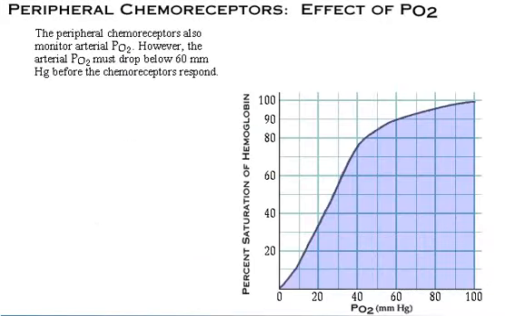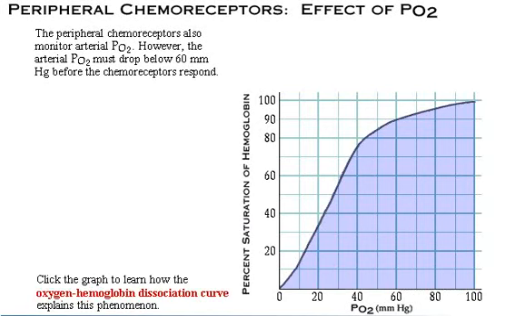The peripheral chemoreceptors also monitor arterial PO2. However, the arterial PO2 must drop below 60 millimeters of mercury before the chemoreceptors respond. Click the graph to learn how the oxygen-hemoglobin dissociation curve explains this phenomenon.